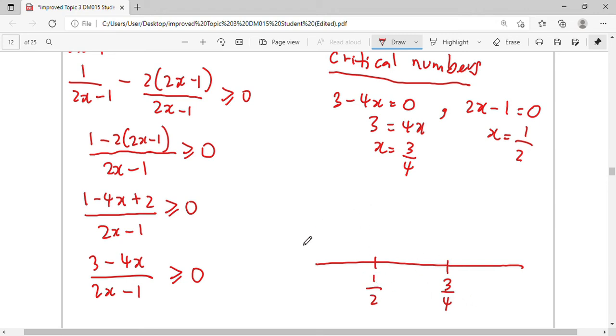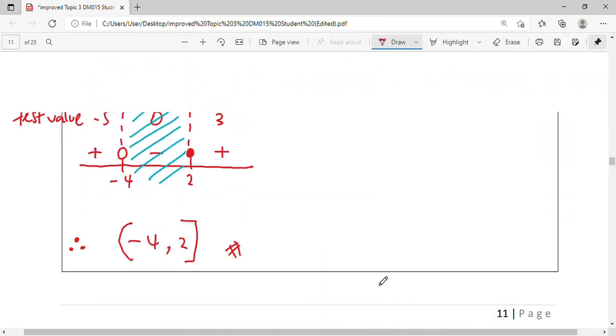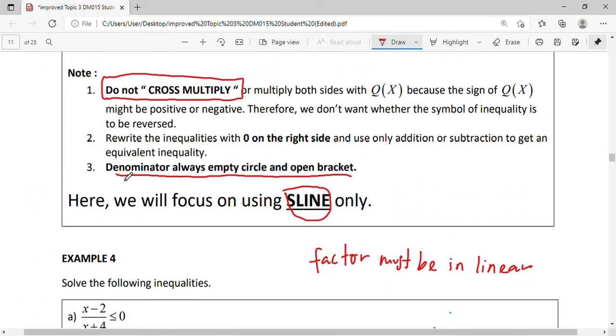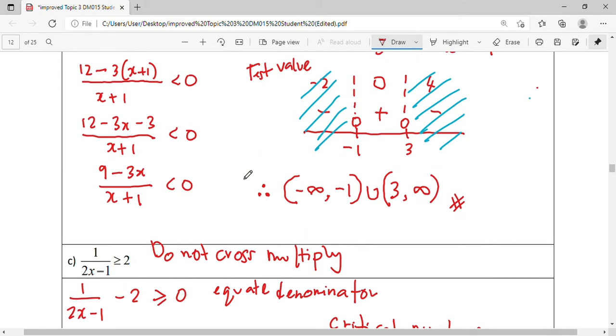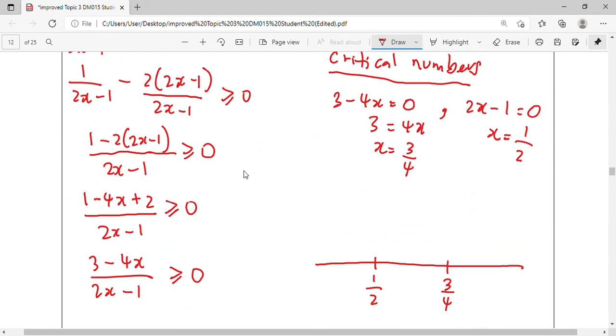Again, which is our denominator? Denominator is 2x minus 1. 2x minus 1 means 1 over 2. So 1 over 2 is our denominator. If you want to refer to the notes, denominator always empty circle. So denominator always empty circle. How about the type of circle above 3 over 4?